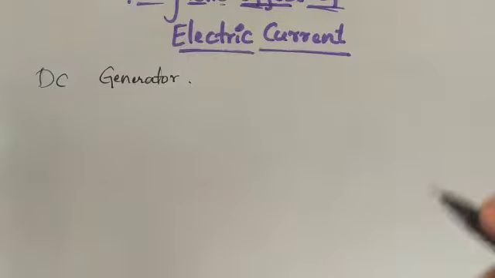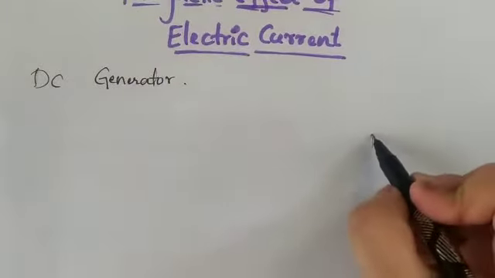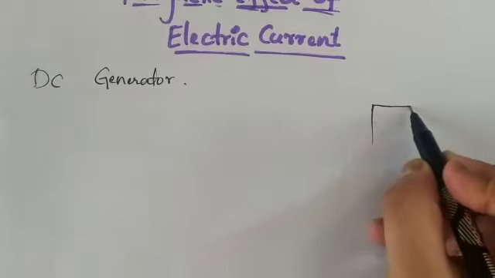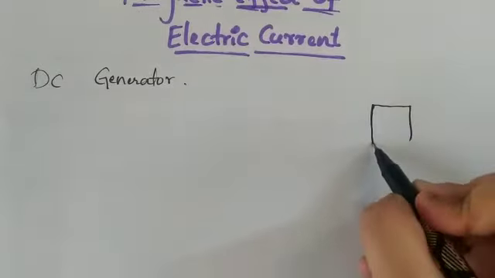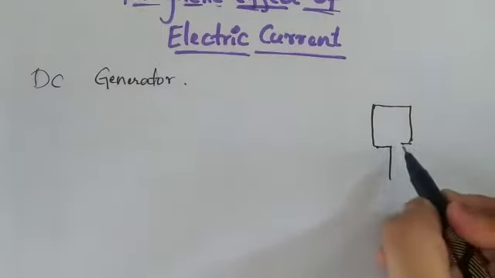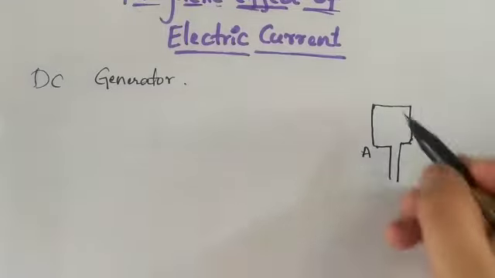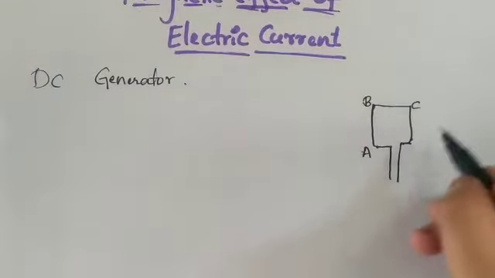Here, similar to the AC generator, we are going to consider an armature, that is, a rectangular coil. This is the armature, and it is connected here. I am going to denote it as ABCD.